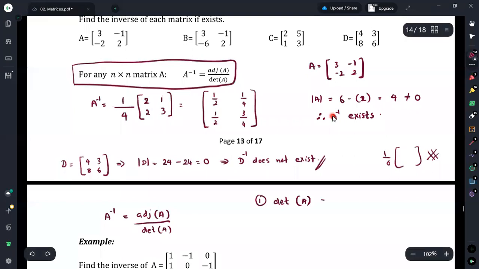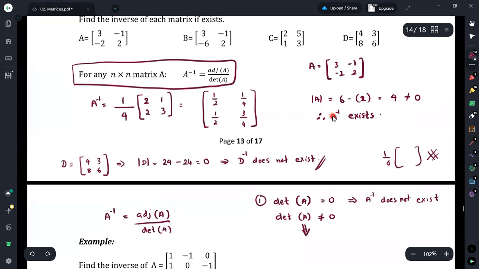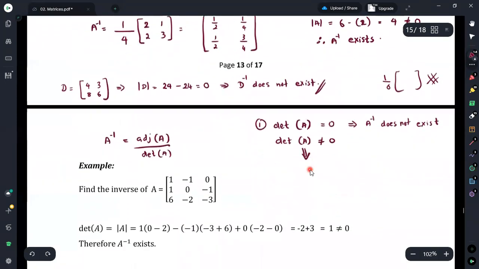If this equals 0, then we can say that A inverse does not exist. But if the determinant of A does not equal 0, then we have to follow the following procedure. As the next step, it is the second step.